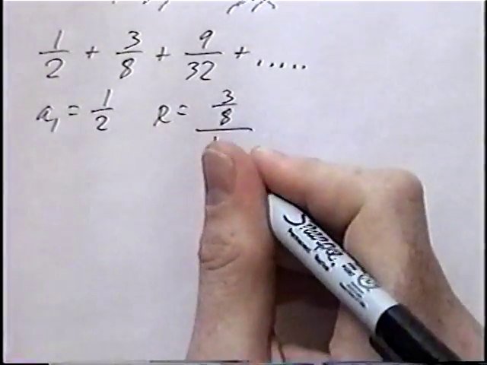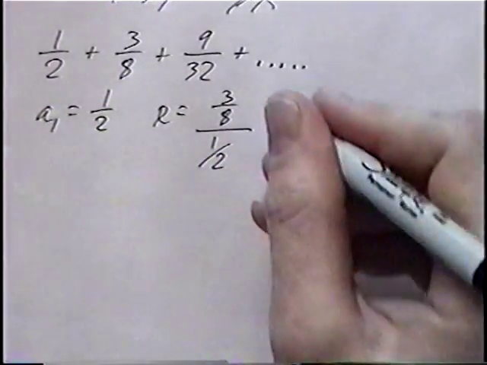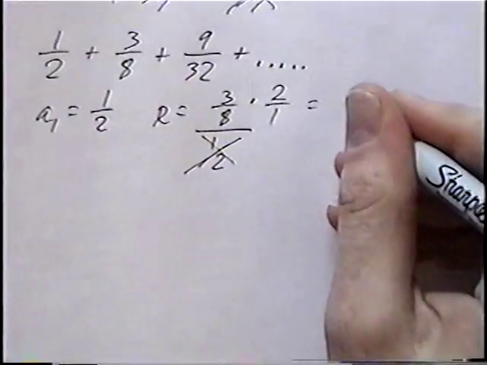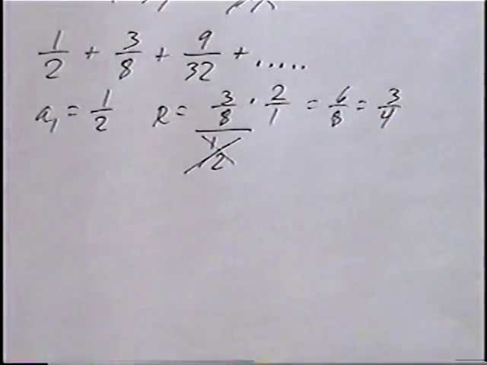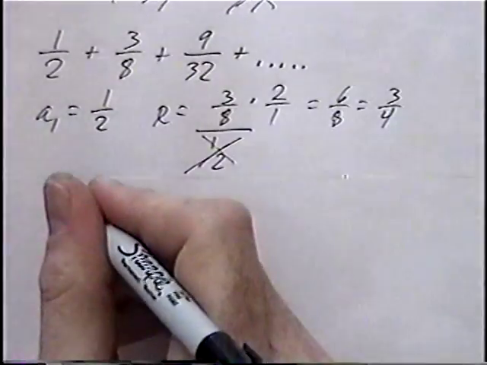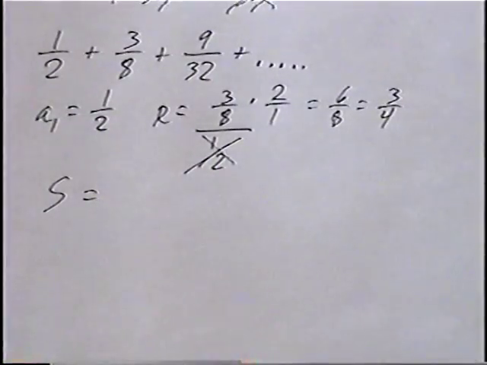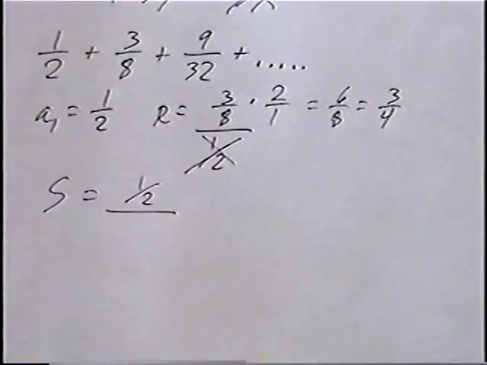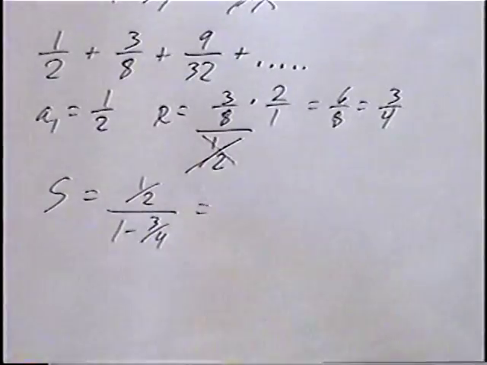So 3 over 8 divided by 1/2. And again, instead of dividing by 1/2, we can multiply by the reciprocal, 2 over 1, which would equal 6 over 8, which reduces to 3/4. Using the equation, the sum of all the terms in the infinite geometric sequence, a sub 1 would be 1/2 divided by 1 minus r, or 1 minus 3/4.